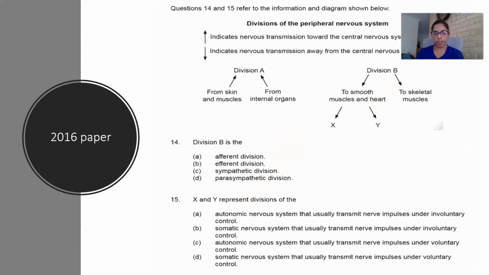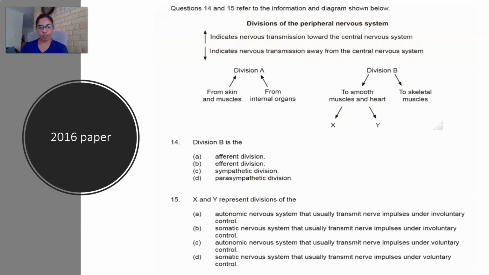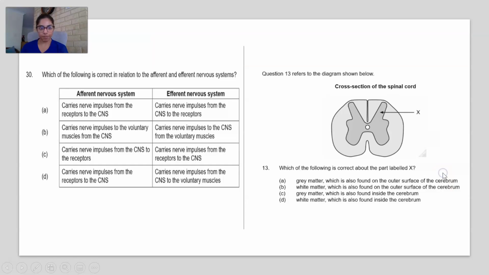Okay, so we're going to leave that information there for now. Here are some questions for you to try. These ones are from the 2016 past paper. Please have a go at these questions. That will help you to assess your learning, make sure that you understand what's right and what's wrong.